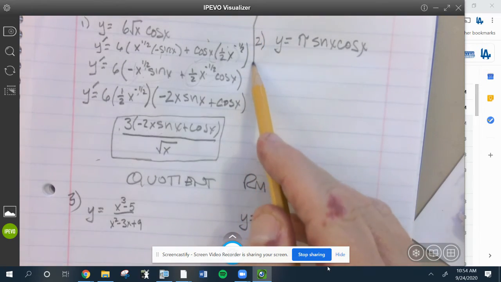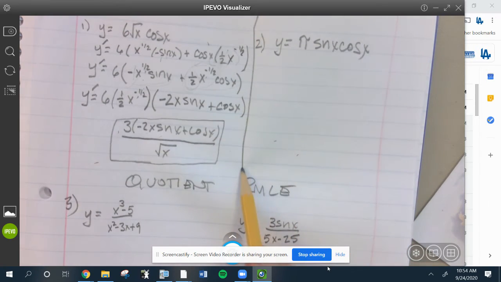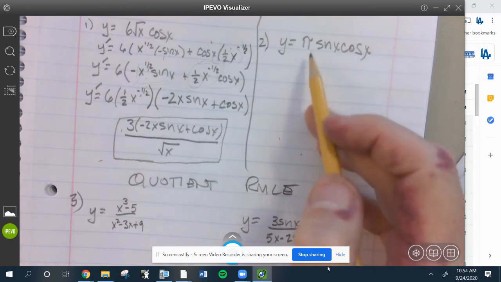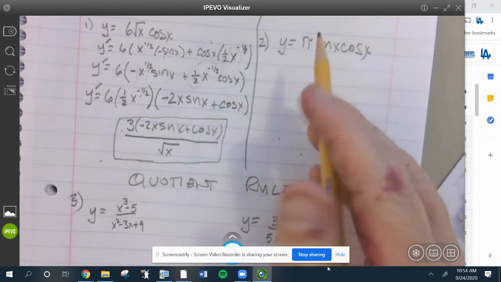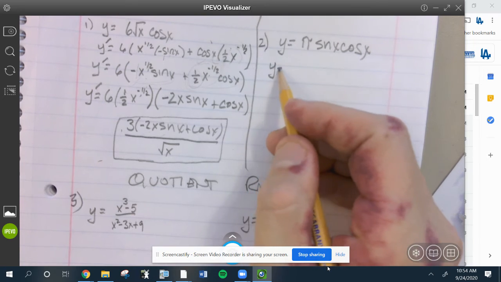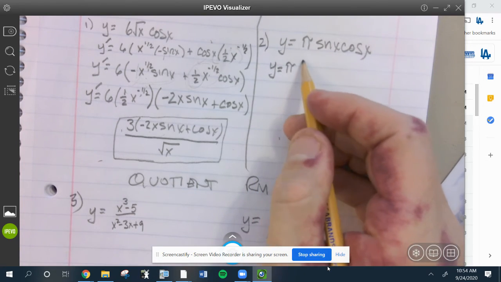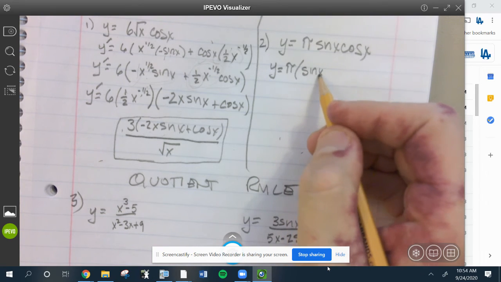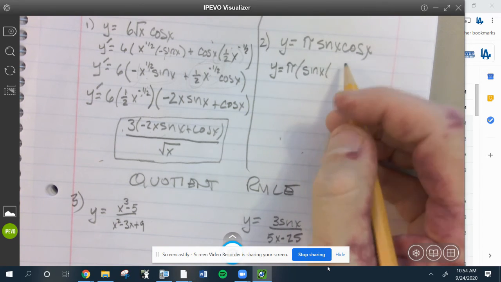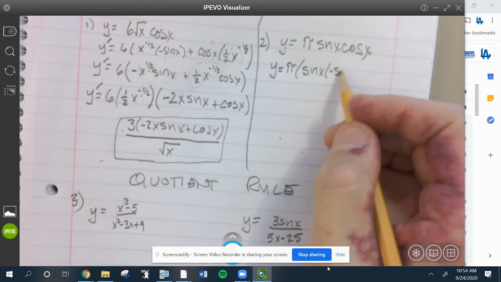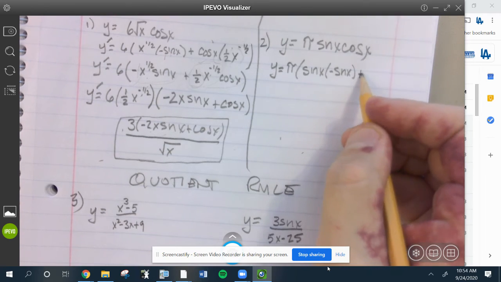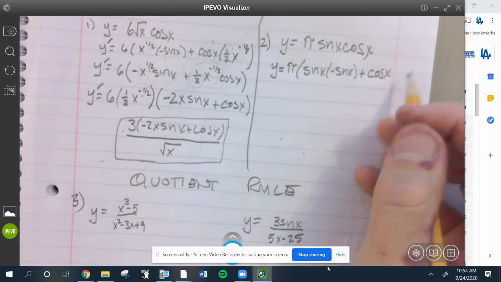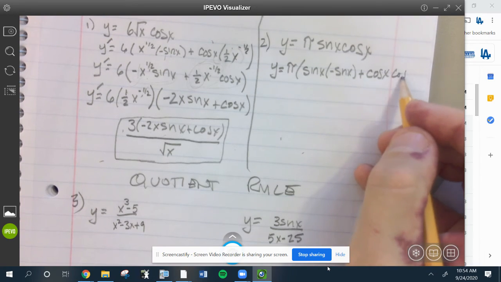So the next one. This is the product of sine x and cosine x. Pi is our constant multiple. So product rule says do the first times the derivative of the second. The derivative of cosine is negative sine. Plus the second times the derivative of the first. The derivative of sine is cosine.